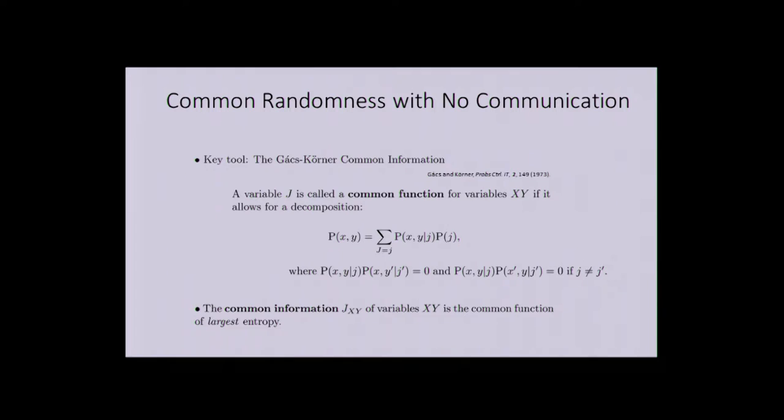The common information, as defined by Gács and Körner, is the variable J_XY, the common function of largest entropy. This is a variable that both Alice and Bob can compute, and it has the maximum entropy of all variables that they can compute. And it is unique up to relabeling. That's a nice property of this.